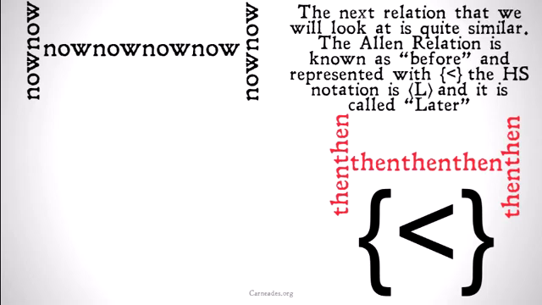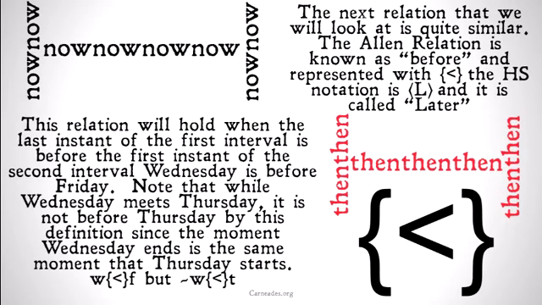The next relation we will look at is quite similar. The Allen relation is known as before and represented with that kind of greater than sign. The HS notation is L in the diamond brackets, and it's called later. This relation will hold when the last instant of the first interval, or the current interval, is before the first instant of the second interval. So Wednesday is before Friday. Note that while Wednesday meets Thursday, it is not before Thursday by this definition, since the moment that Wednesday ends is the same moment that Thursday starts.